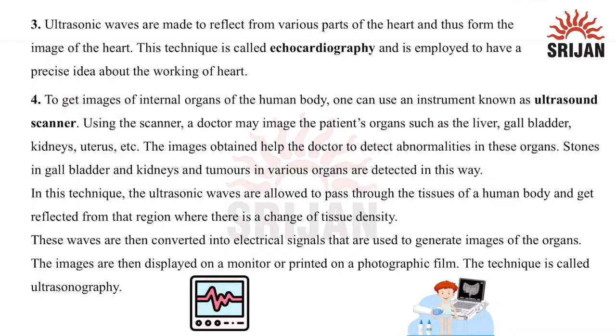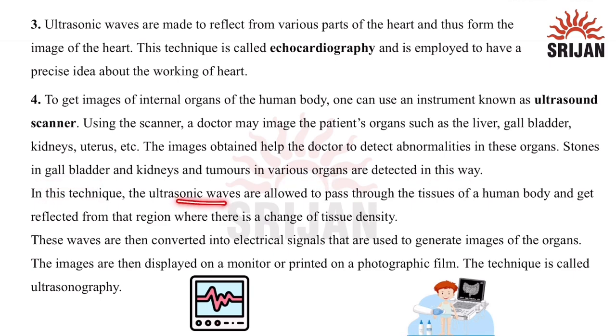To get the image of internal organs of the human body, one can use an instrument known as an ultrasound scanner, as you can see in this picture. Using the scanner, a doctor may image the patient's organ, as you can see in this picture, where the intestine is being seen. The image obtained helps the doctor to detect abnormalities. Stones in the gallbladder and kidney and tumors in various organs are detected in this way.